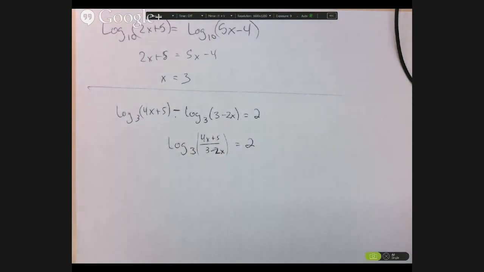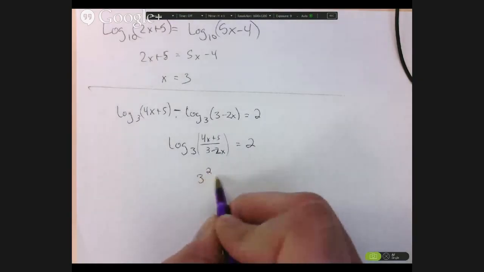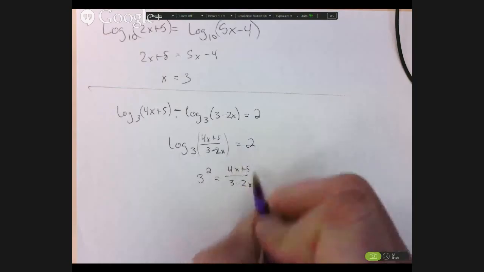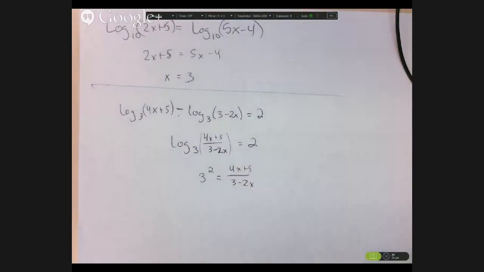Now what can we do? Can we rewrite it as an exponential? Would that help? No. I think it would. Because it'd be 3 squared equals 4x plus 5 over 3 minus 2x. Right? Yeah, I think this is the way we need to go. I don't see any other way to do it.